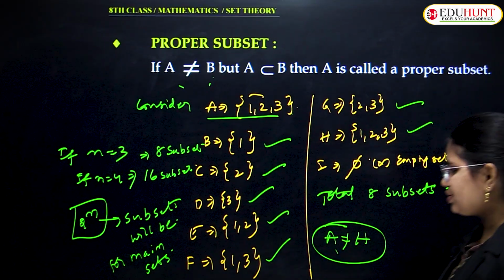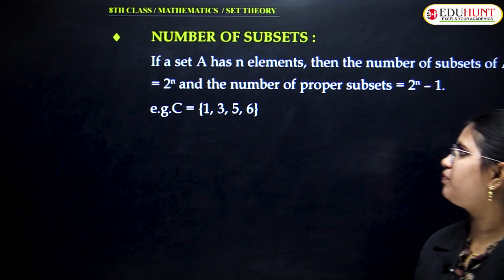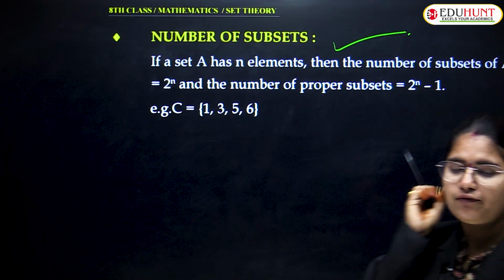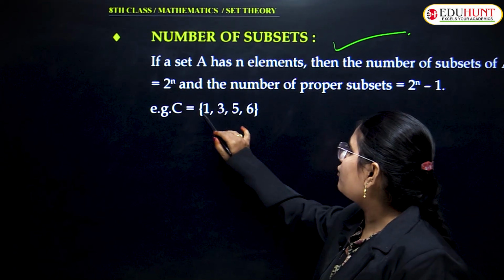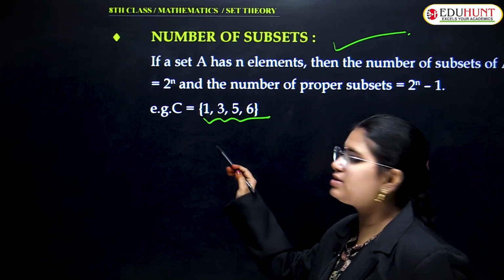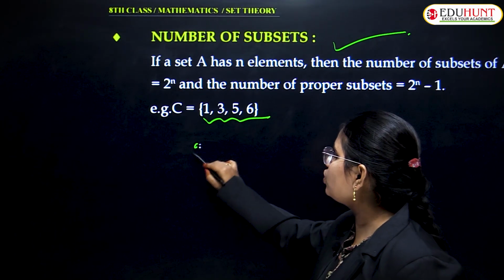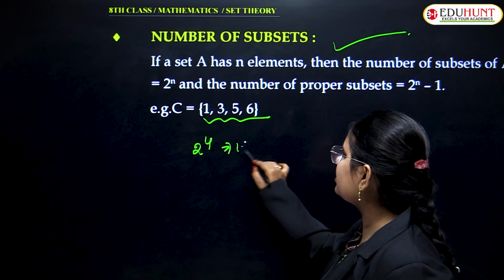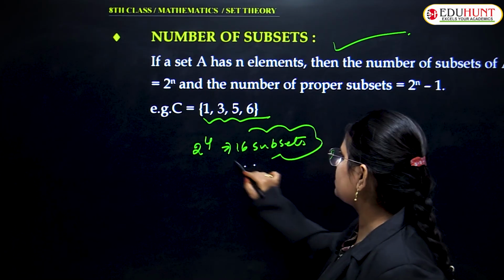Am I clear? So that is what I am going to explain in the next slide. Number of subsets. If you have 4 elements, you just tell me now, how many subsets will there be for this? 2 power of 4, right? What is 2 power of 4? Which is 16 subsets you are going to get from this.